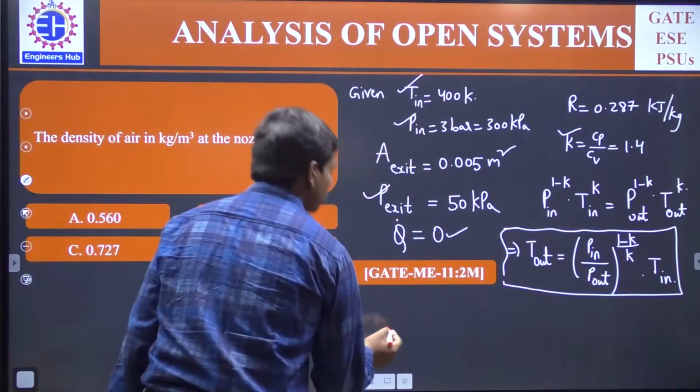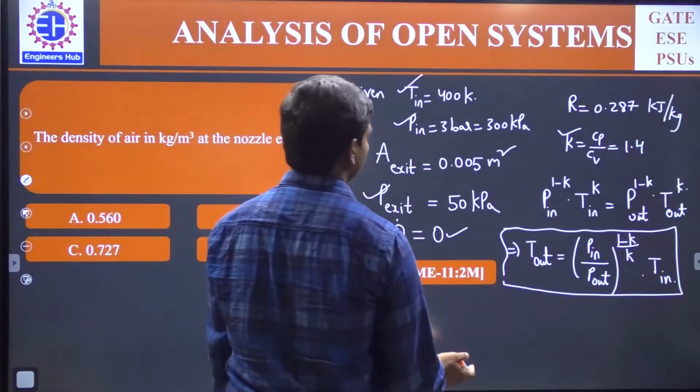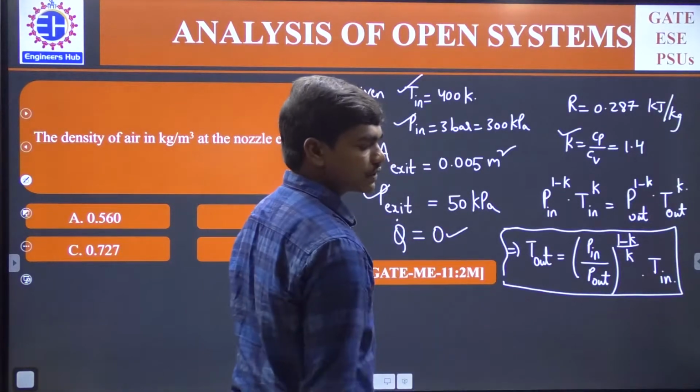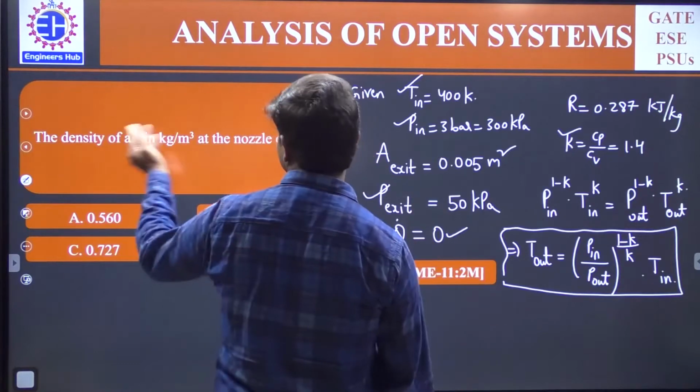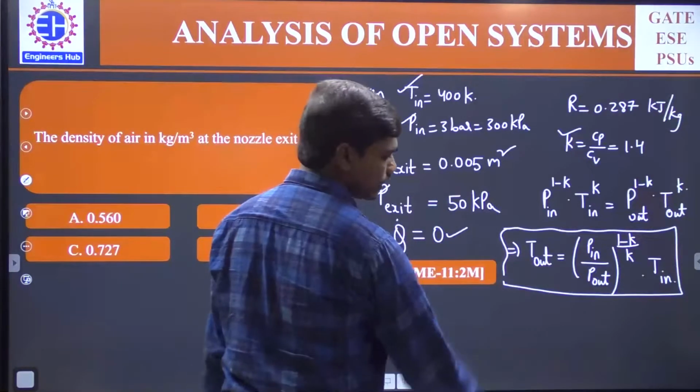Once you get T out, we can apply the ideal gas equation, PV is equal to RT. So with R, T and P, you can get the density. So please try to find it.